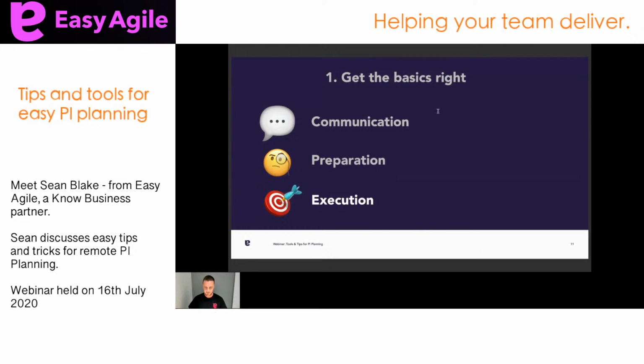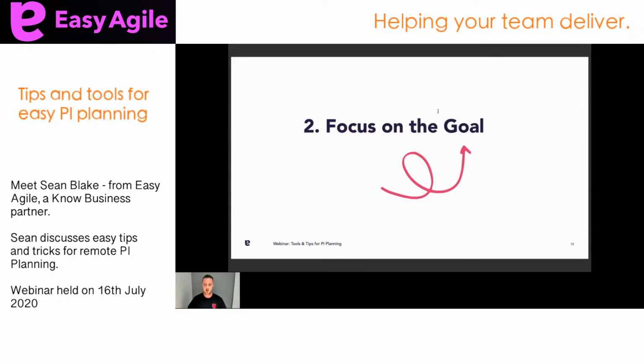Okay, tip number 2, focus on the goal. So, why are we doing this? We still need to focus on the why. The main thing for PI planning is to get alignment for our teams. If we can achieve alignment, PI planning is still a success. Let's not get too bogged down in what tools we're using, how the agenda has changed. What's really important is we're still encouraging our teams to find alignment for the upcoming increment.